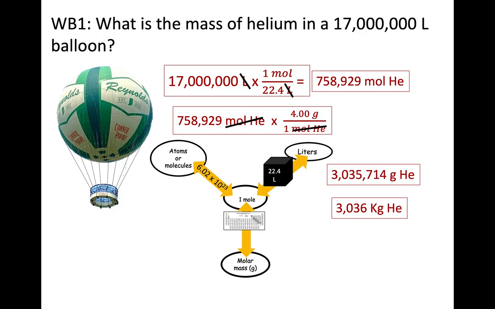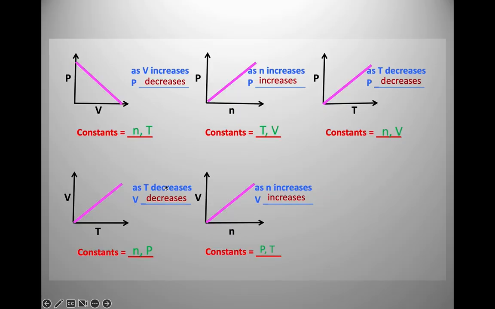And you wonder, how can a 3-ton balloon float? Well, because it displaces 17 million liters of atmosphere, which is a little more than 7 times as massive as the helium. So it's 3,000 kilograms of helium in this balloon, but it would be somewhere in the neighborhood of 22,000 kilograms of atmosphere. So the balloon floats, it's less dense.